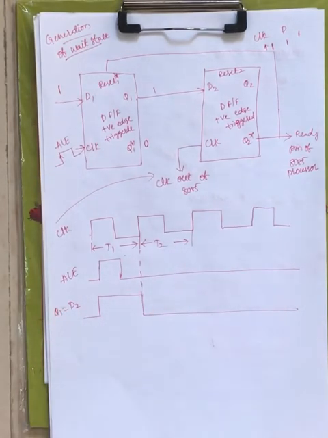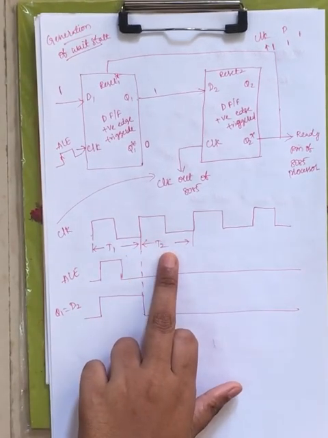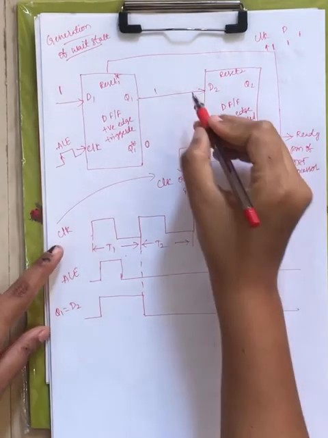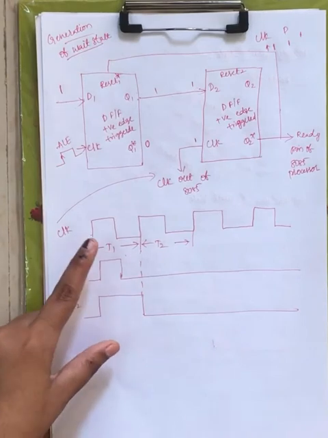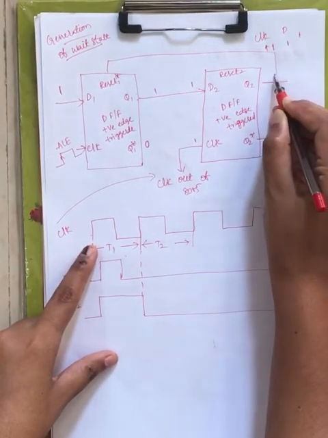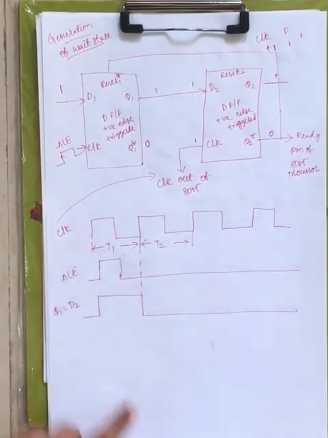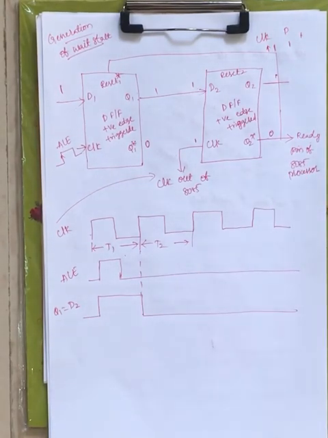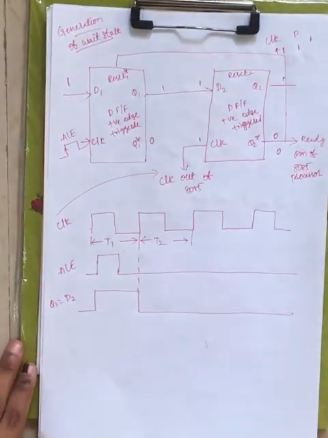Now for the positive edge of the second clock cycle, that is T2, what happens? D2 is 1 and here also it is 1. Now Q2 will be 1 and Q2 dash will be 0. This is given to the ready pin of the 8085 microprocessor. Now the ready pin value is 0.